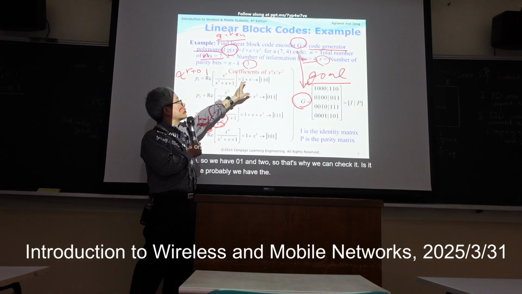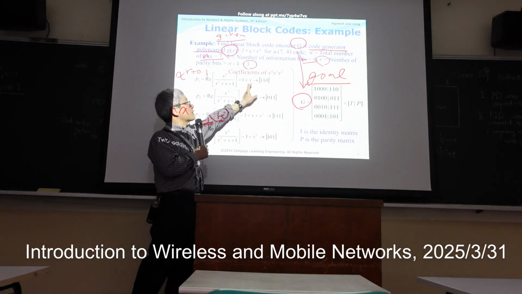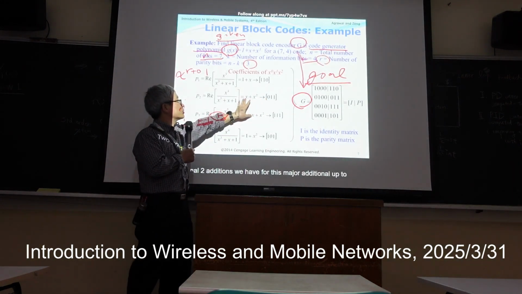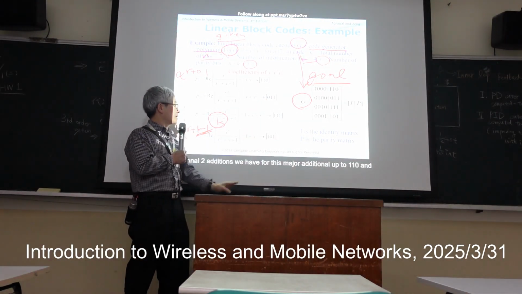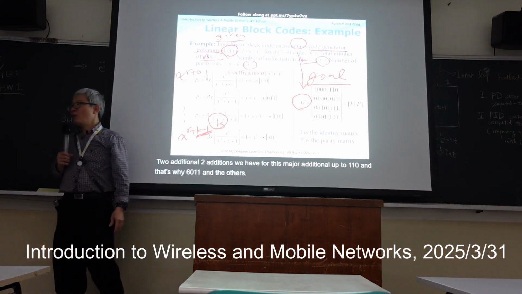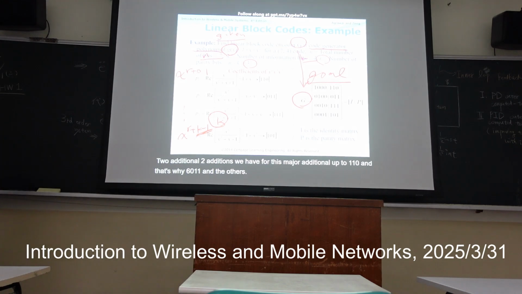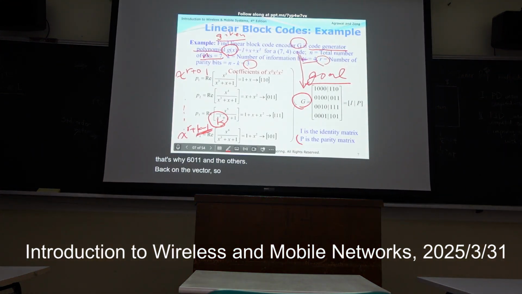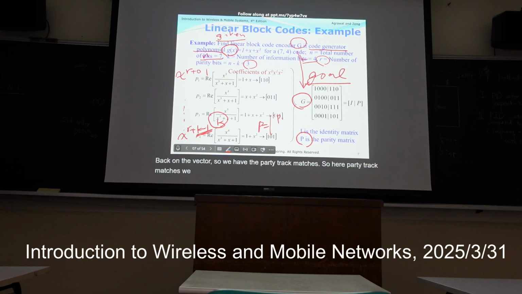So this one, finally we have the modulo 2 addition. So finally we have this remainder, and this remainder is mapped to 1, 1, 0. And likewise this 0, 1, 1, and the others. Well, that's on the vector. So we have the parity check matrix. So here, the parity matrix, we have this P1, P2 to P4. So this is the parity matrix.